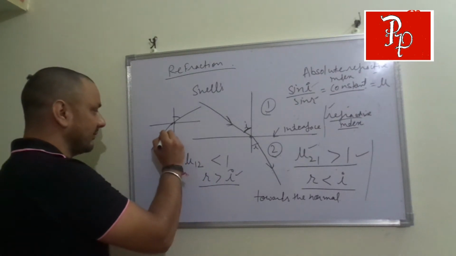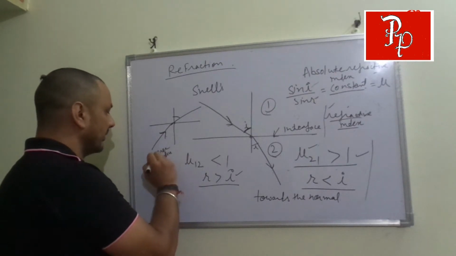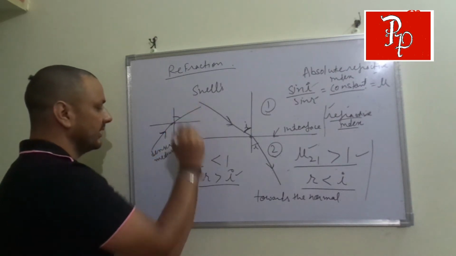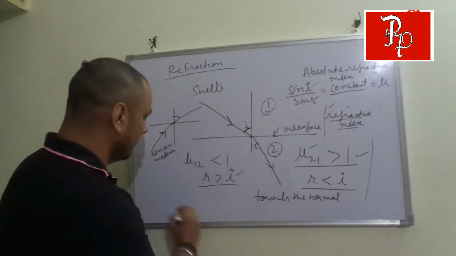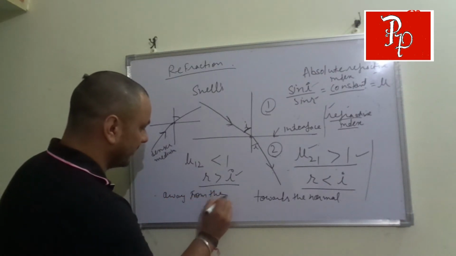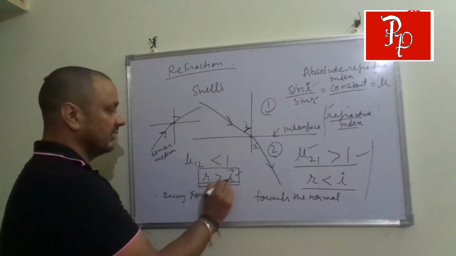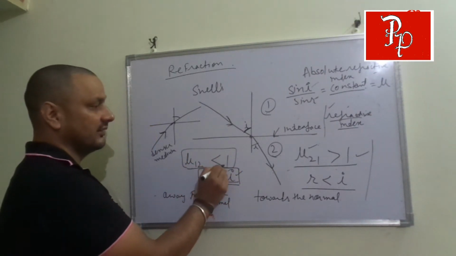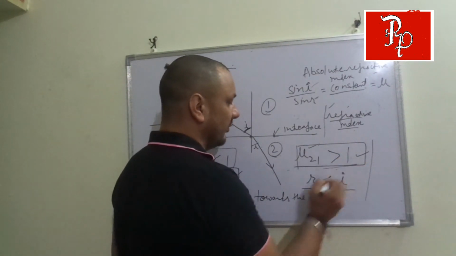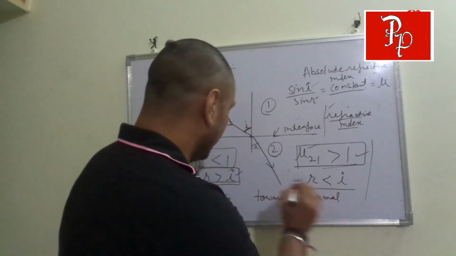So the angle of incidence, where is it now being formed? It is from denser medium to rarer medium. From denser medium to rare medium. And in this case it will bend away from the normal. The condition for away from the normal is R is greater than I. And this is also mu 1 2 is less than 1, and the condition for towards the normal is mu 2 1 is greater than 1 and R is less than I. That is towards the normal.